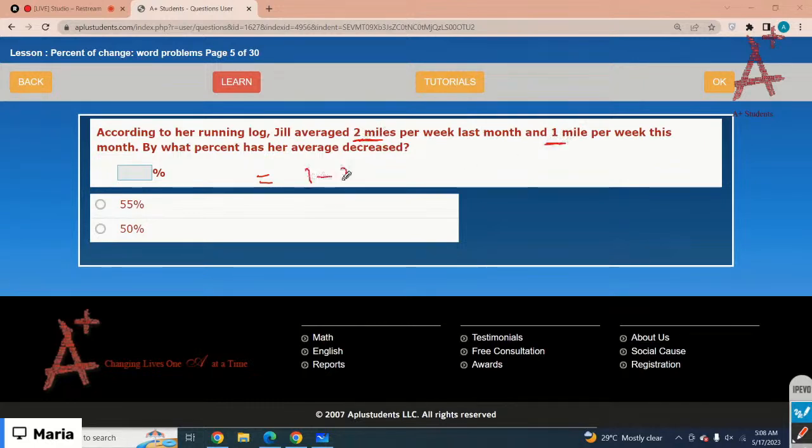You have to do 1 minus 2 divided by 2, because 2 is the original value, that would be the earlier one. So 1 minus 2 is minus 1 over 2. Negative means that it is a decrease. So 1 by 2 is 0.5, and 0.5 times 100 is 50%. That means the average is decreased by 50%. Got it? It would be 50%.